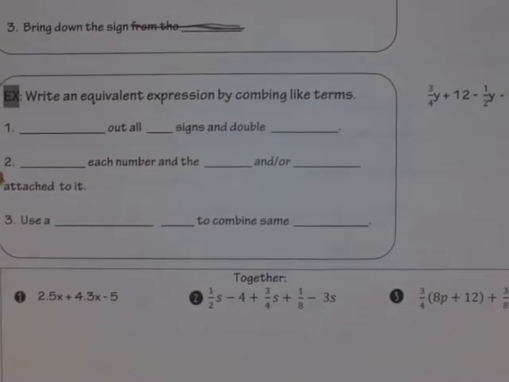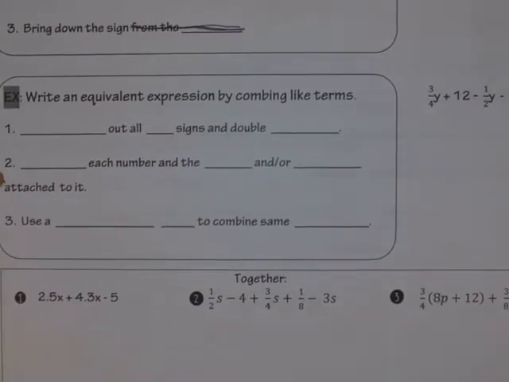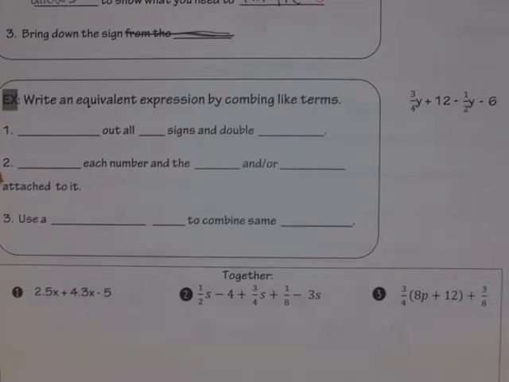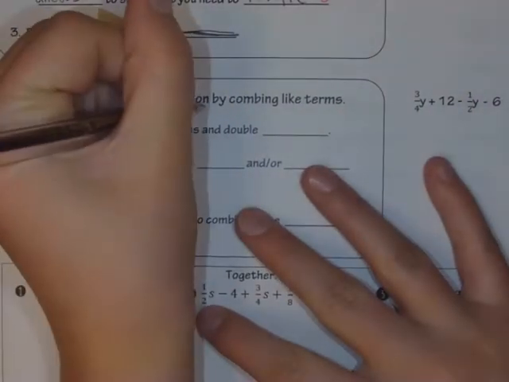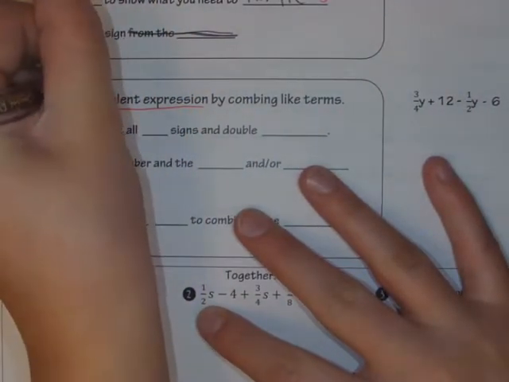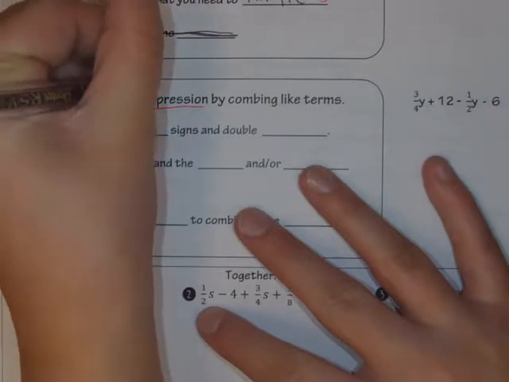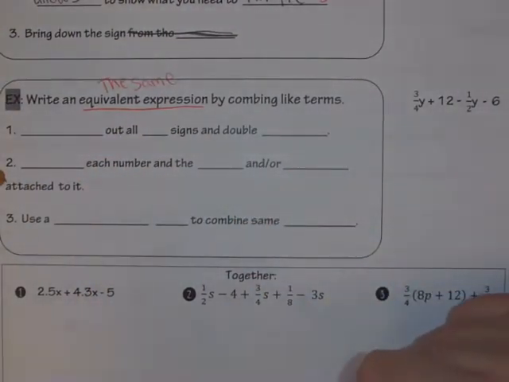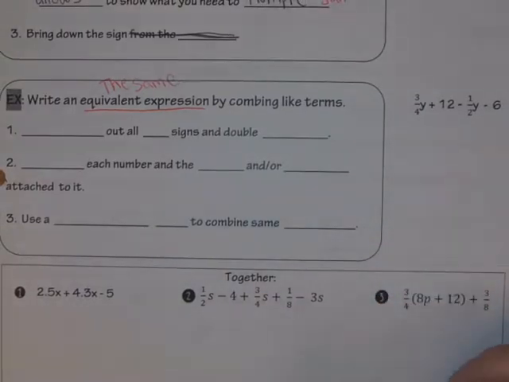Okay, now. Oh, you can't even see the whole thing. Let me zoom out a little and see if that helps. Yeah, there we go. Write an equivalent expression by combining like terms. An equivalent expression means the same or equal to. It's just another way of writing it. By combining like terms.